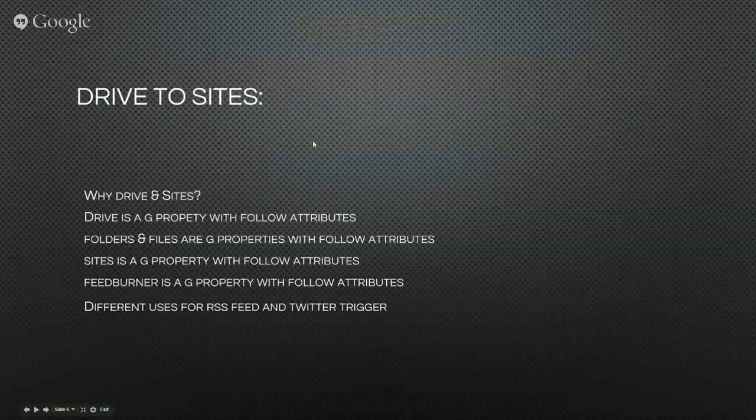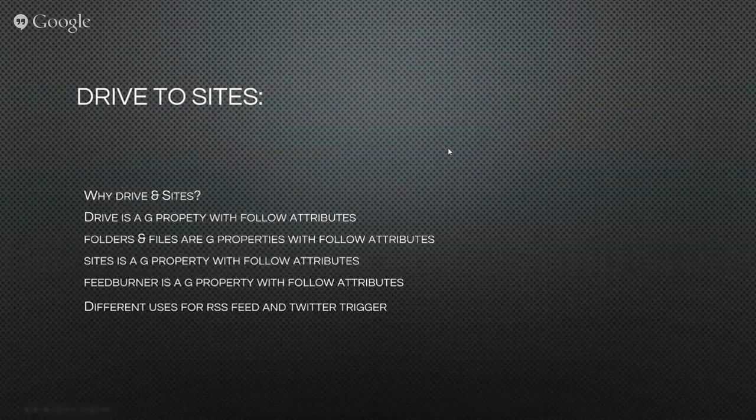Yeah. So why Drive to Sites? Drive is a Google property, of course, and it has follow attributes, and folders and files are Google properties with follow attributes. Sites, again, is a Google property with follow attributes, and then we gather all that up in an XML file inside Drive, and we throw it at FeedBurner, which is another Google property with follow attributes.